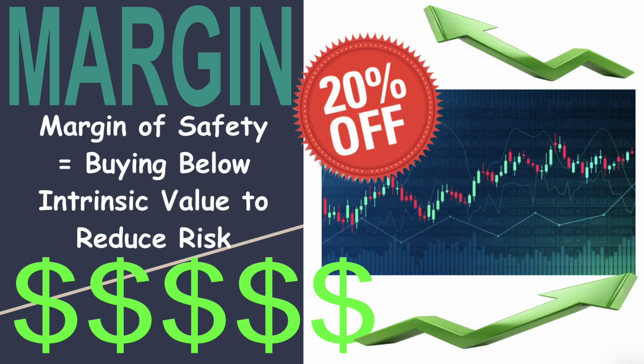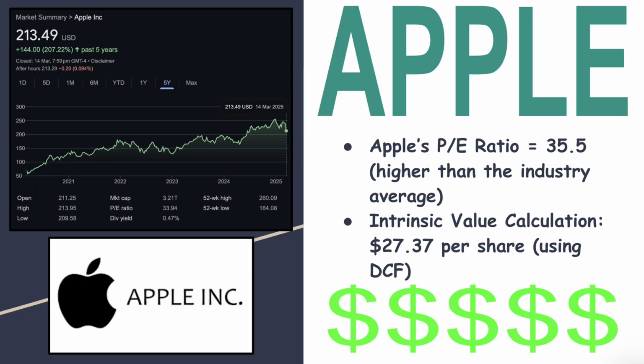The higher the margin of safety, the lower the risk. Benjamin Graham recommended a margin of safety of at least 20 to 30%. This ensures you're still getting a good deal even if your calculations are still off. Let's put all of this into practice with a real-life example.